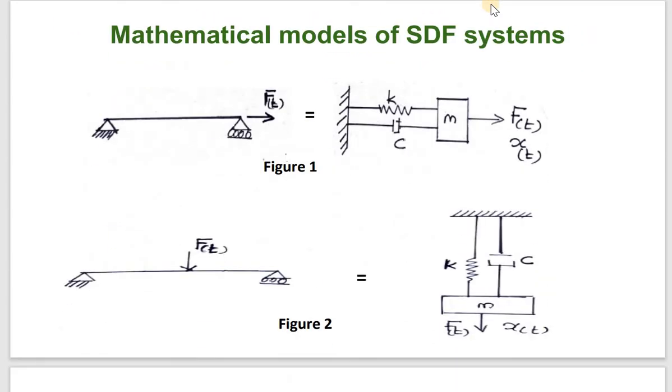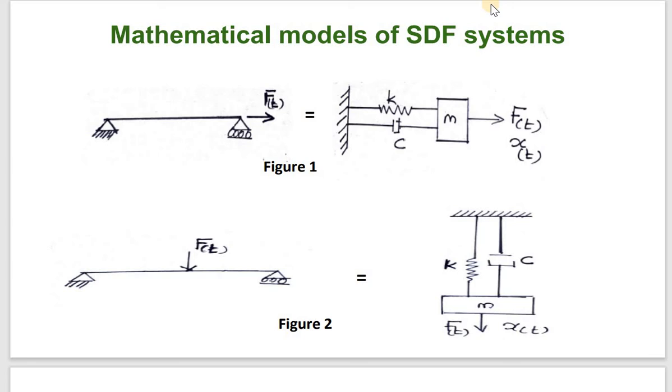Now you can see some of the mathematical models. Here you can see a beam. Here I am having a hinge, and this is a roller support. Now this can be represented like this. It will be moving in this direction. So there will be a value K, C, and force will be there.